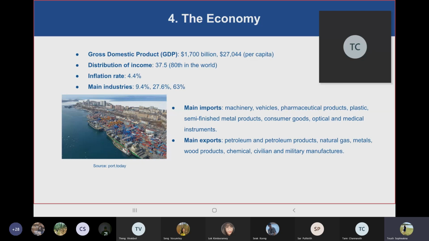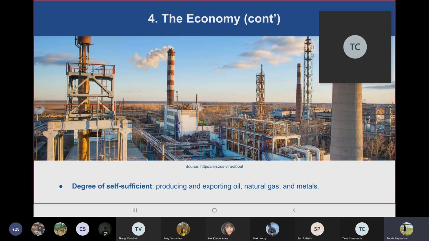So these are the main import and main export for Russia. Basically the main export, I would like to mark it here because, like you all know, Russia is rich in petroleum and also a lot of oil. So most of their main exports are products related to the natural resources that they have. So for the economy, again, the degree of self-sufficiency: Russia's economy is heavily dependent on producing and exporting oil, natural gas, and metals.